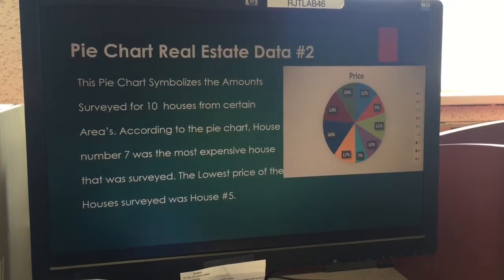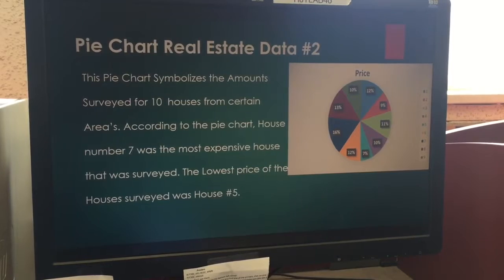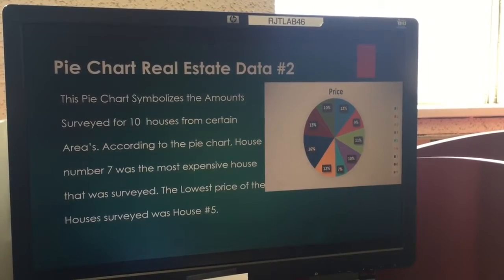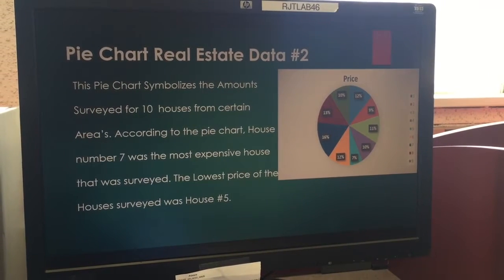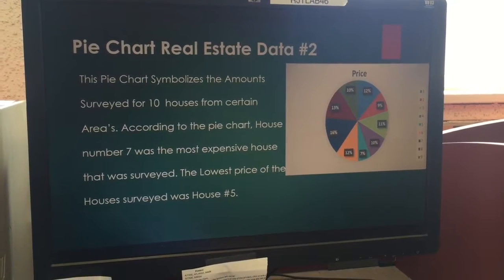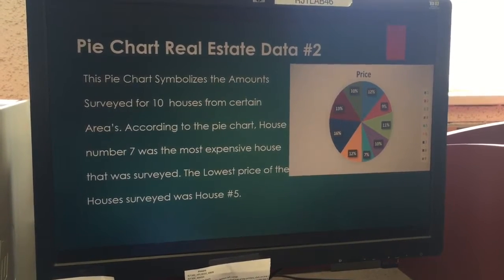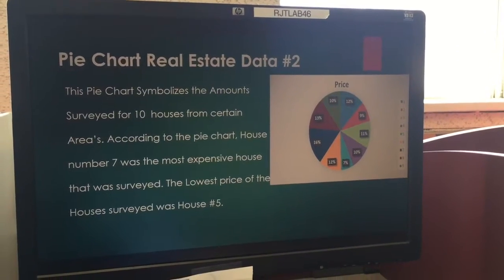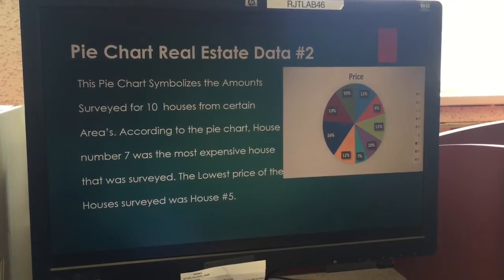We took this data and implemented it into the pie chart to see which big piece of the pie chart represents the biggest amount of what each house represents. As you can see, they're all divided into parts that calculate their percentage and are shown in the pie chart from the real estate data that we were presented.